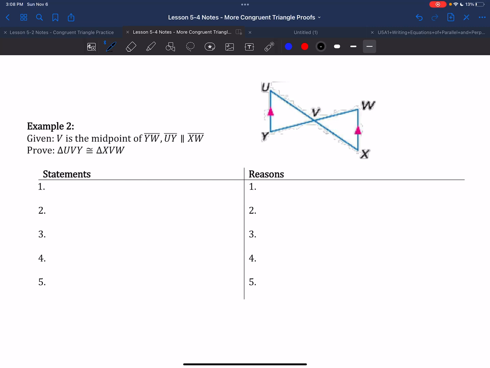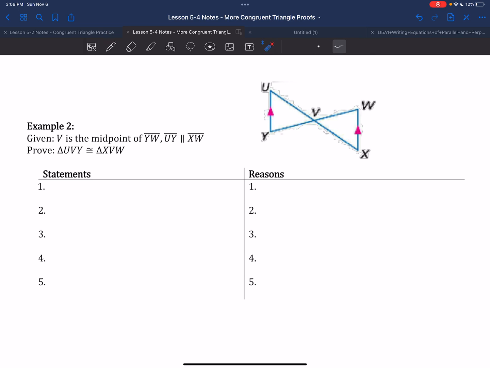All right, welcome to the second part where I provide you a second example of another triangle proof, where we're going to prove that these two triangles are congruent. So triangle UVY is congruent to triangle XVW. Again, the thing that I want you to do is look at your given and then figure out what you need to do there. Figure out what you need to mark on your picture.